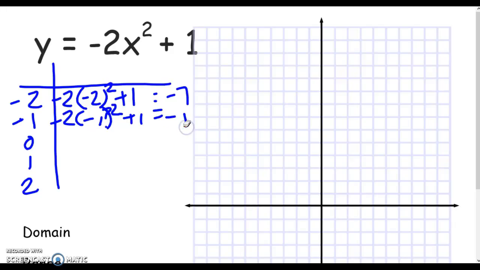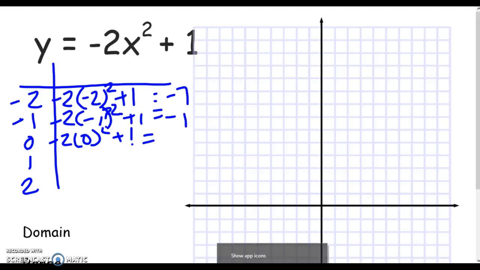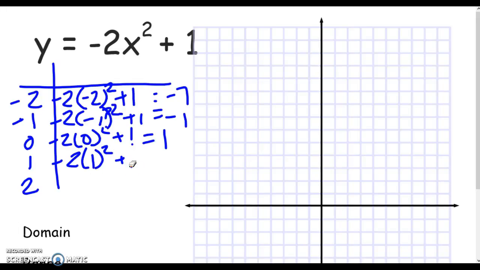a -1. -2 times 0 squared plus 1 equals 0 squared is 0 times a -2 is 0 plus 1 is 1. And -2 times 1 squared plus 1. Well, 1 squared is 1 times a -2 is -2 plus 1 is going to give me a -1.